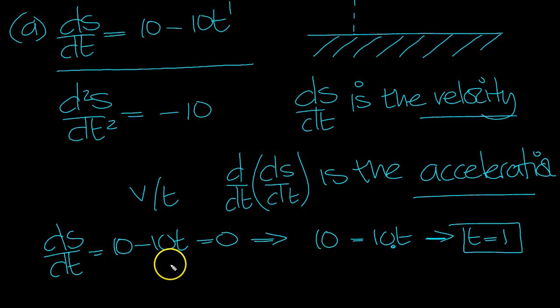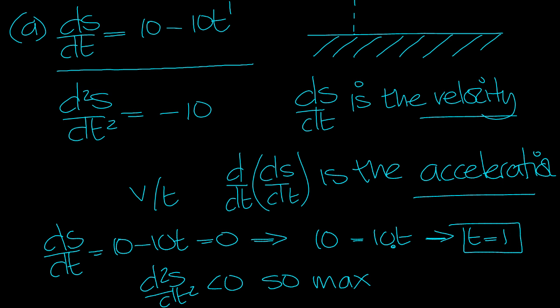So when the velocity is 0, this is negative. This is the turning point, isn't it? It's negative, so it will be a max. d2s/dt2 is negative, so it's a maximum value turning point.